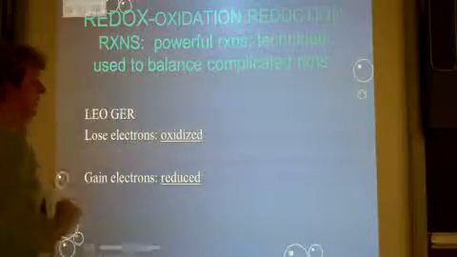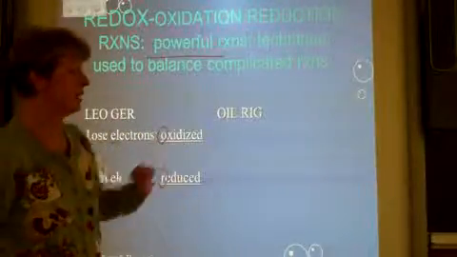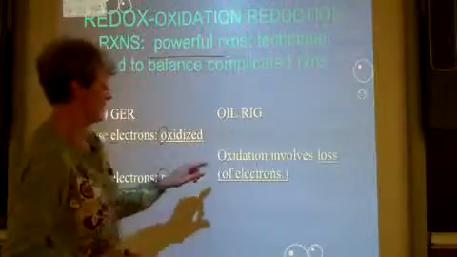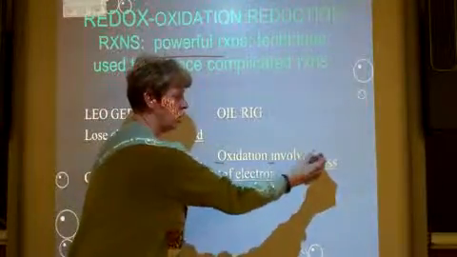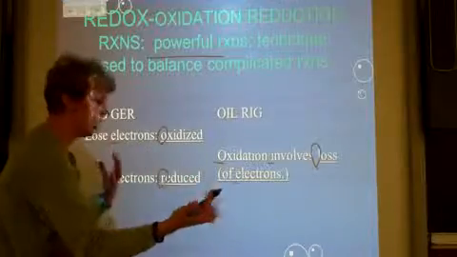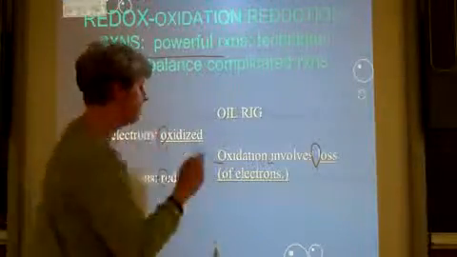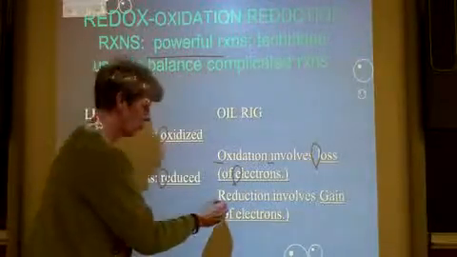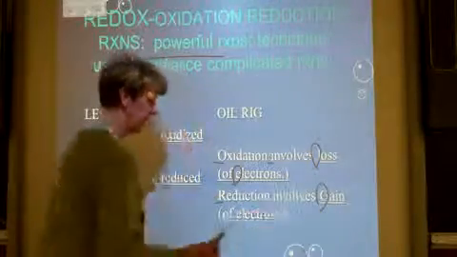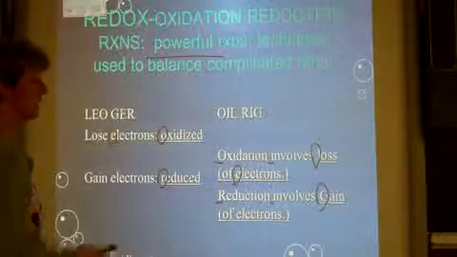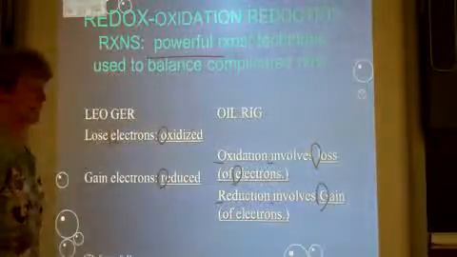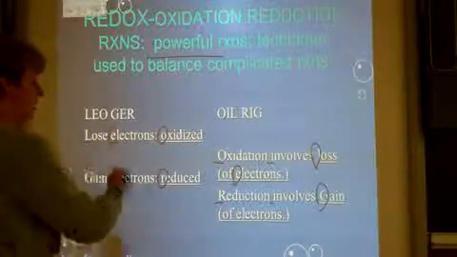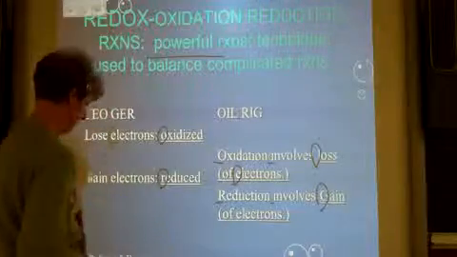Your book liked another phrase. It liked oil rig. Okay, oil rig, maybe this works for you, is oxidation involves loss. I'm not a fan of it because what is it a loss of? I like the fact that it's telling me, oh yes, electrons. So rig, if you can imagine, means reduction involves gain of electrons. So that is what you need to understand, is that it's what are we gaining? We're gaining electrons. And again, grr, rig, same thing. Okay?